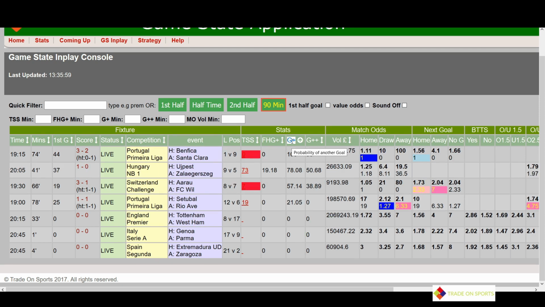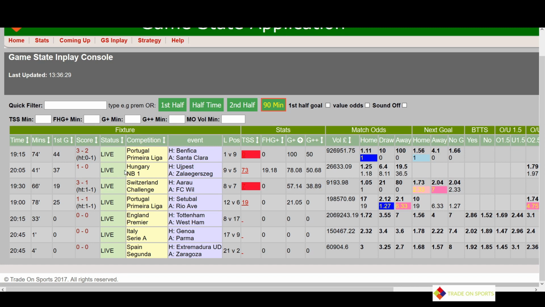Now up here we've got the goal plus column. This indicates the probability of another goal from the time of the first goal in the match. So this is reading 100, which can be largely ignored because we have a sample size of 0. I'll have to ask about that one. I'm not sure why it's showing 100. You'd expect it to show 0.